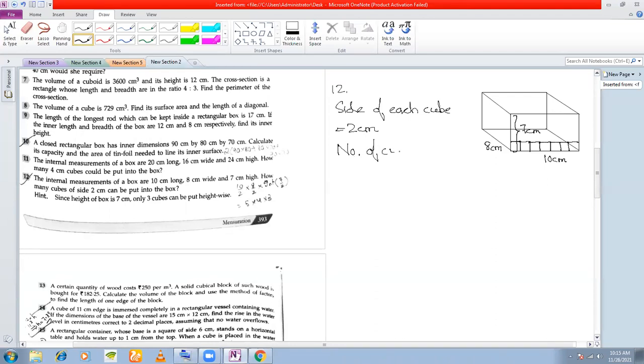Number of cubes that can be inserted lengthwise: 10 divided by each side of the cube, 2 centimeters. Because each side of the cube is 2 centimeters, right? So this is 5. That means lengthwise you are accommodating 5 cubes. Number of cubes that can be inserted breadthwise.